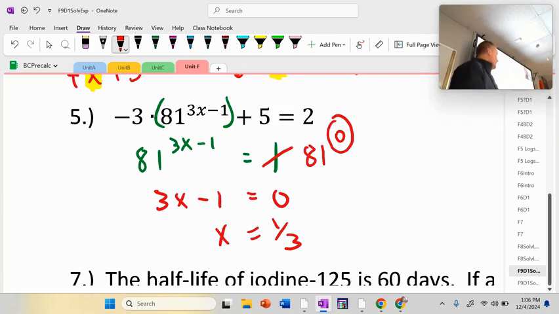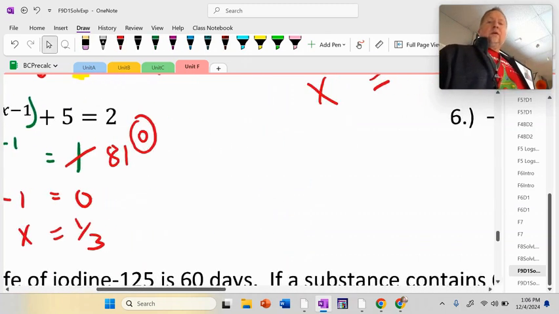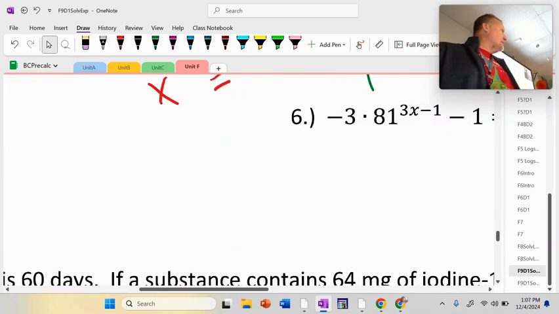Got it? So you don't have to do that. You could have changed it to a logarithm and ended up in the same position as what I was verbalizing there. Doing okay? Were you okay with yesterday? Wasn't yesterday all right?